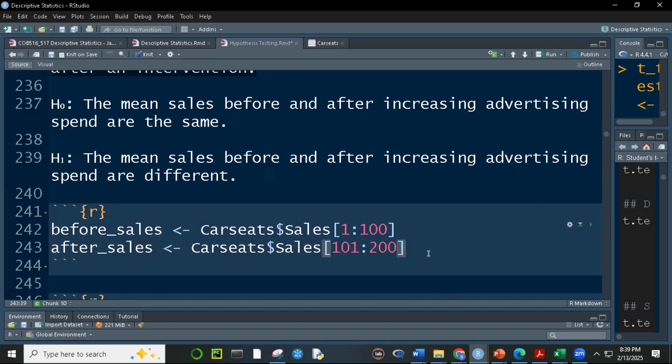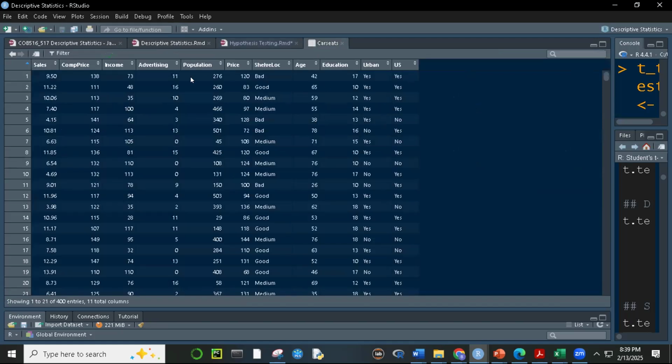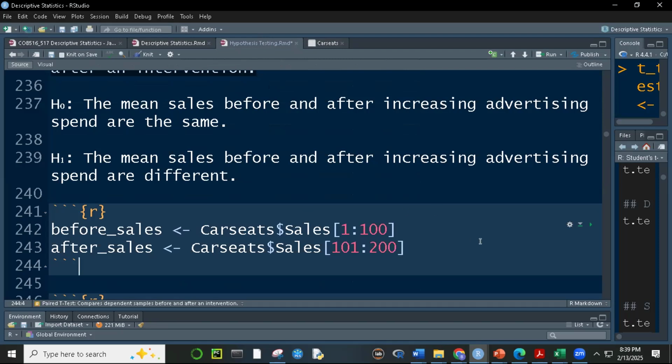Of course, in the real world, you have separate data for before advertisement and after advertisement. So because of the limits of our data, from 1 to 100 of sales, we will assume that this is before the advertisement. And from 100 to 200, it means that it's the sales after the advertisement. Before sales, before advertisement sales. So we get car seats sales 1 to 100.